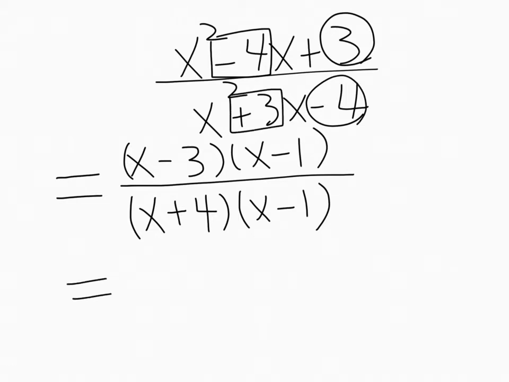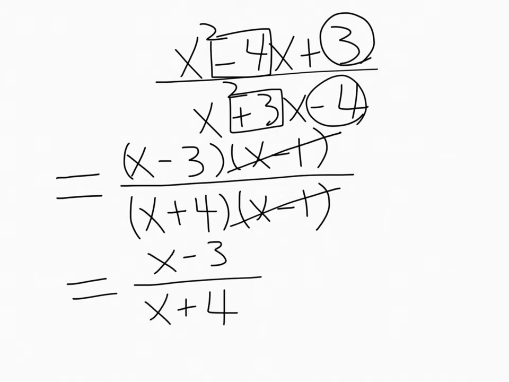Now, do you see that the x minus 1 and x minus 1 are exactly the same? When I have the same factors on top and bottom, I can go ahead and reduce them. Notice once again, I'm using the word reduce. So the whole expression can be simplified down to x minus 3 over x plus 4.